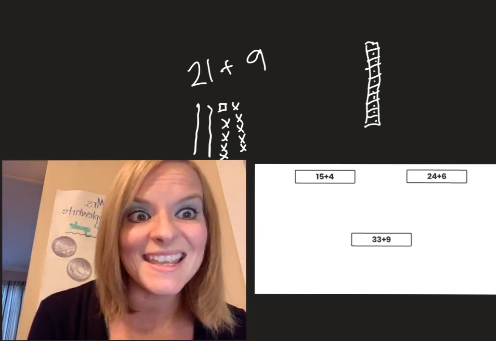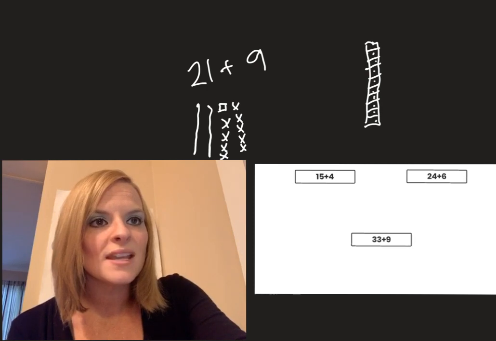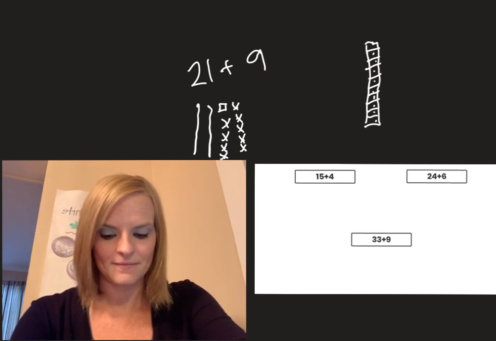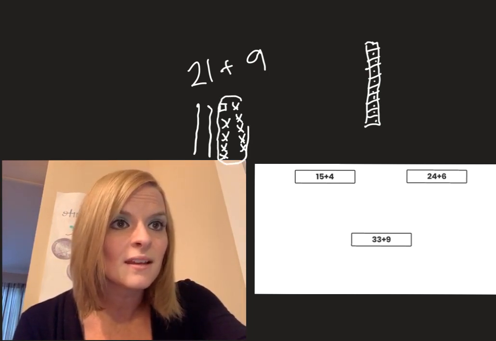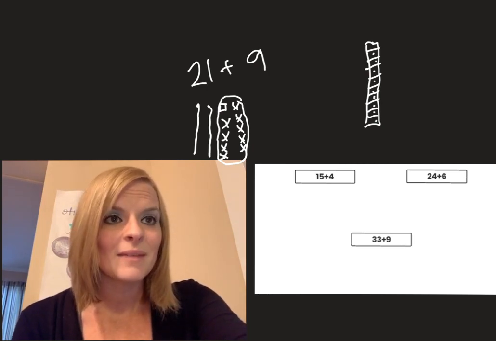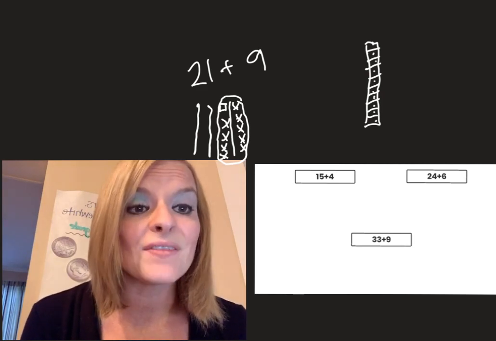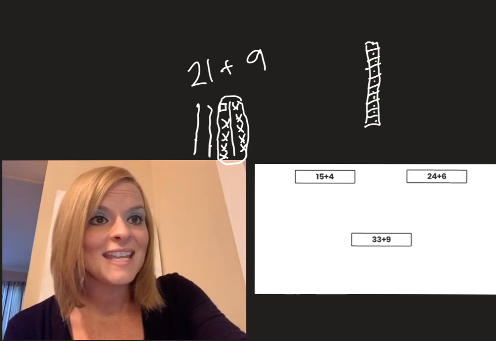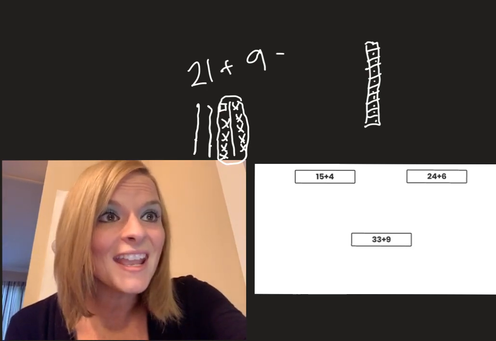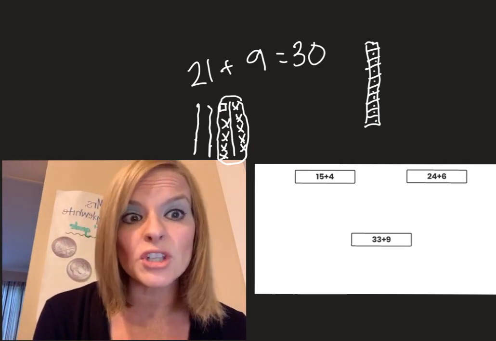So I'm going to see if I have 10 ones. Let's count. 1, 2, 3, 4, 5, 6, 7, 8, 9, 10. Do I have 10? Yes. So what I'm going to do is I'm going to take these 10 ones, group them together, and make a 10. So now I have 3 10 rods. So let's count. 10, 20, 30. Very good. So 21 plus 9 equals 30.